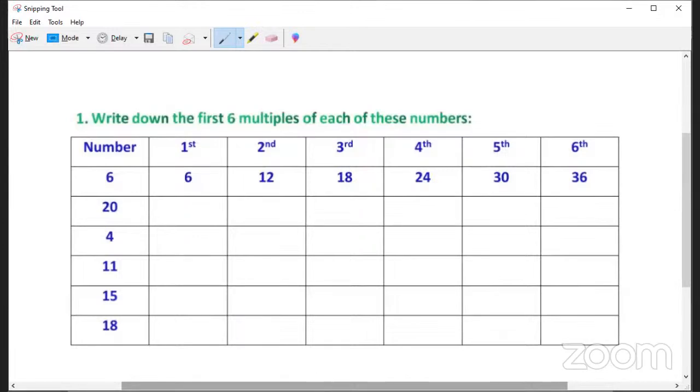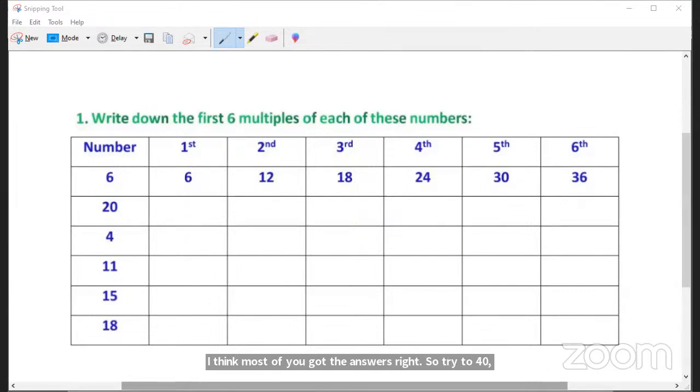I think most of you got the answers, right? So 20, 40, 60, 80, 100, 120, 140 and it goes on. 4, 8, 12, 16, 20, 24, 28, 32 and it goes on. 11, 22, 33, 44, 55, 66 and it goes on. So 15 tables starts from 15, 30, 45, 60, 75, 90 and goes on. 18, very easy, 18, 36 and so on.